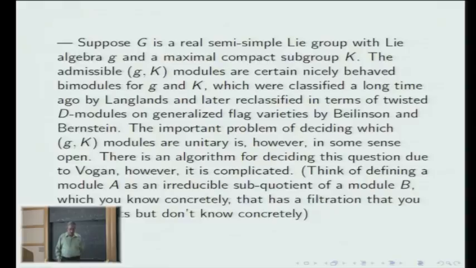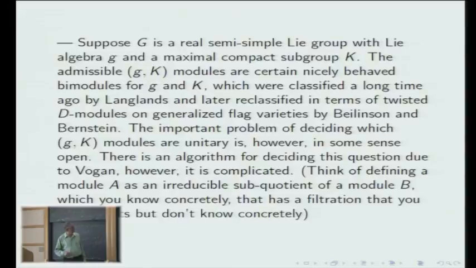What Schmid and Vilonen were interested in is the following: if you have a real semi-simple Lie group with Lie algebra g and maximal compact subgroup K, then there are certain what are called admissible (g,K) modules, Harish-Chandra modules. Those are things that arise from representation theory of real semi-simple Lie groups by algebraizing them in a certain way. Okay? They're easier to study than unitary representations directly. So these are the Harish-Chandra modules.